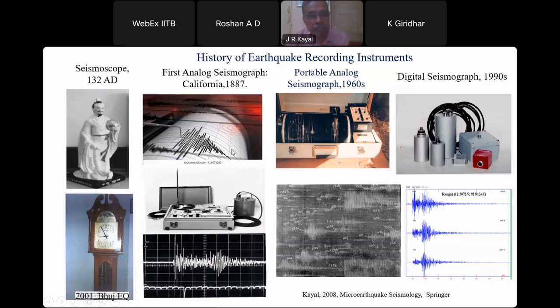Before that, with the analog seismograph, we had wave seismographs also. So these are the starting points of seismological investigation, from around 1897, then the 1960s portable seismograph, then in the 1990s the digital seismograph, and now we can record three components of the earthquake seismogram with the digital system. So from analog to digital, we have come from around 1900 to the 1990s.